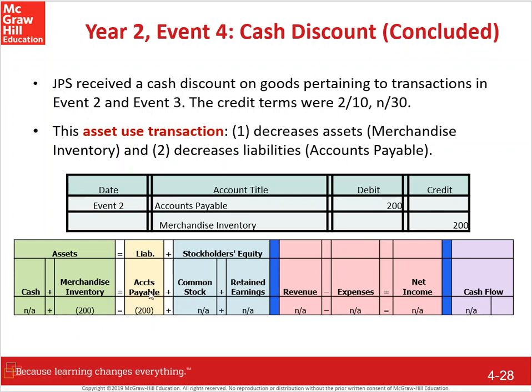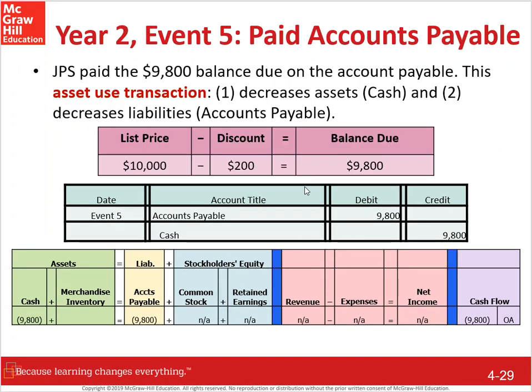So now what do we owe our vendor? Well, it was $11,000 and then we returned $1,000 of inventory. And now we took a 2% discount off of $10,000. So now we need to pay the vendor the other $9,800. So transaction five, JPS paid the $9,800 balance due on the accounts payable. So we're going to pay them, which is going to reduce the accounts payable by $9,800. So we decrease the liability with a debit, and then we're using up cash. We're decreasing our cash with a credit. So we see cash going down and accounts payable going down on our accounting equation, an asset use transaction, and our cash flow type is OA, operating activity.